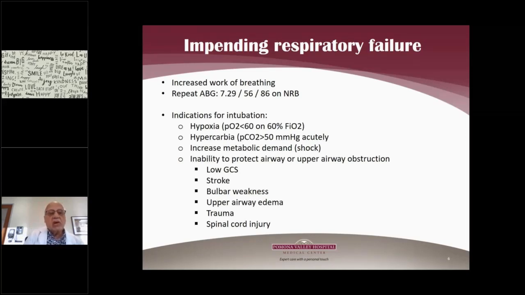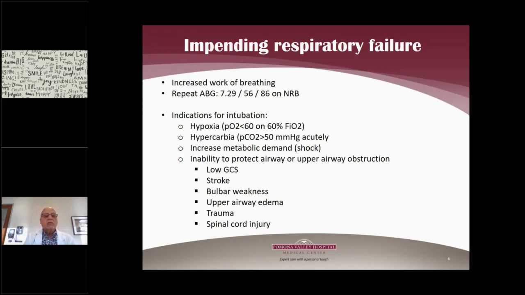Increased metabolic demands are other conditions, including shock, where the patient is also hemodynamically unstable, which can lead to a requirement for intubation, where you want to give the patient rest and reduce the work of breathing. Other conditions, of course, are inability to protect the airway or upper airway obstruction. With a low GCS, commonly below 8, the patient will commonly require mechanical ventilatory support.